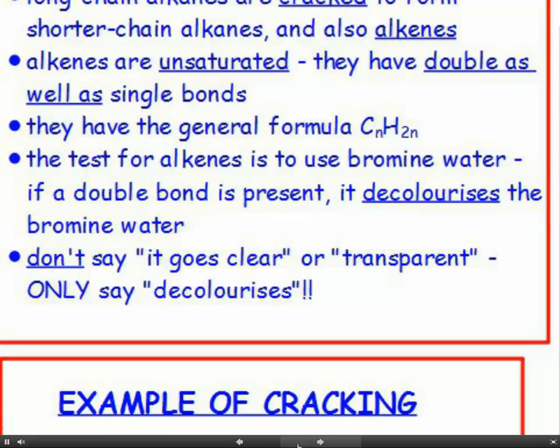Well, the test for alkenes is to use bromine water, and if the double bond is present, then it decolorizes the bromine water. Now, that's underlined for a reason. The correct word to use is it decolorizes the bromine water. Don't say anything else. Don't say it goes clear or it goes transparent or it changes colour. You can only say the double bond decolorizes bromine water.